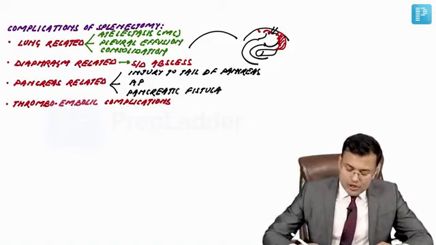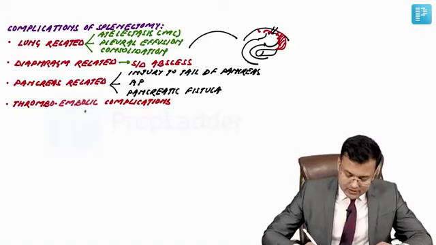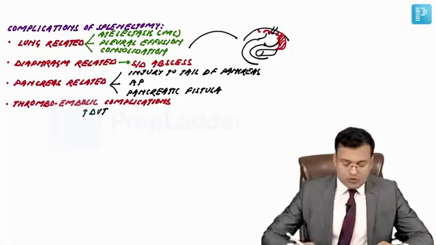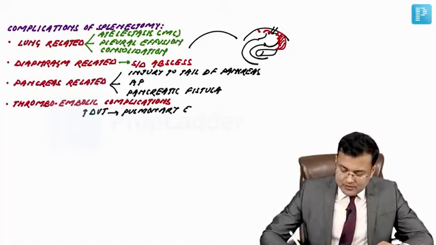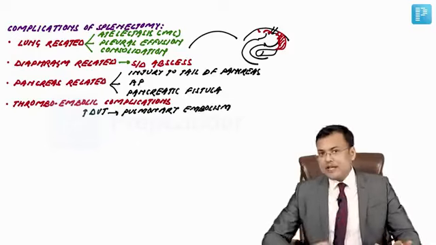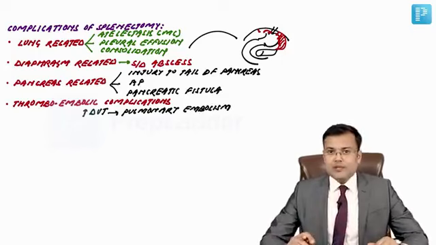What are the thromboembolic complications? So there is stasis, which is going to increase the risk of DVT, and because of deep venous thrombosis, what happens? There is increased risk of pulmonary embolism, right? So these are the complications seen in the post-operative period.